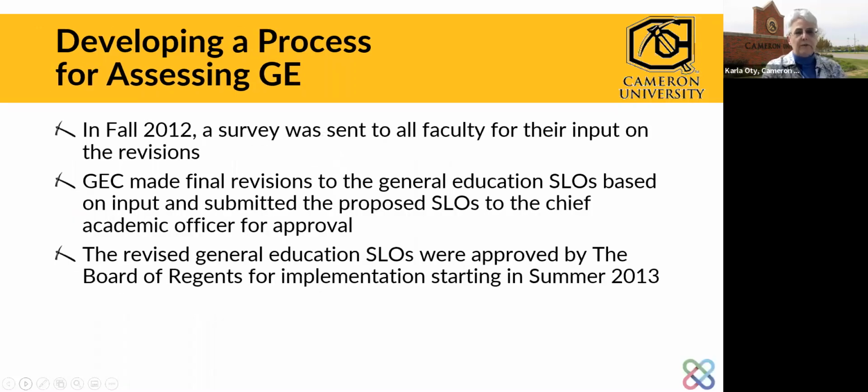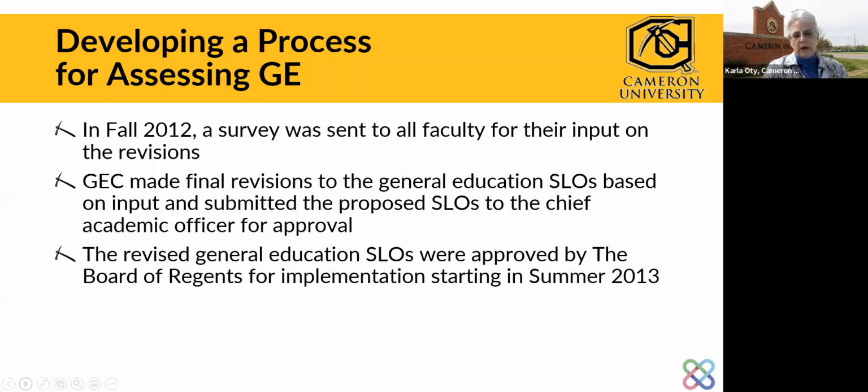So Tish, if you want to go to the next one. And then what we did in fall 2012, we sent a survey out to the faculty. We said, here are our proposed student learning outcomes. Tell us if you like them, if you don't like them, do you have any feedback? We took all of that survey. The General Education Committee as a whole looked at the survey results. There were a few tweaks to the language. It wasn't actually very major at that point. And then they submitted it to the academic officer for approval.